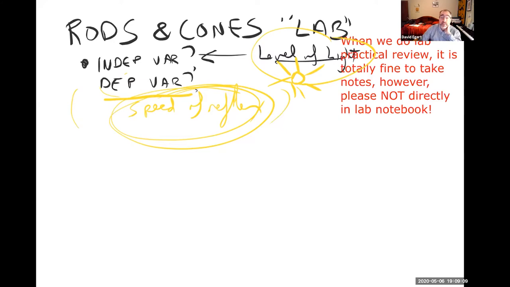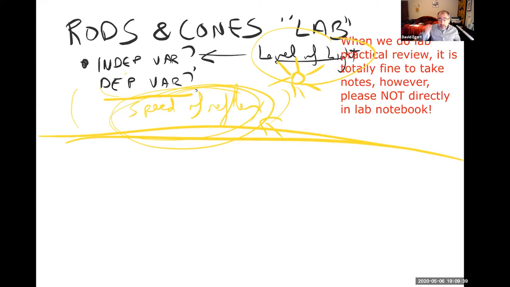Yeah, so we randomized the light levels so they weren't just going from low to bright. That way we could look at light levels versus speed of the reflex, or we could look at practice versus speed of the reflex, and those would be two separate things that were disentangled. So stuff like that is important, and being able to look at your results and interpret them.